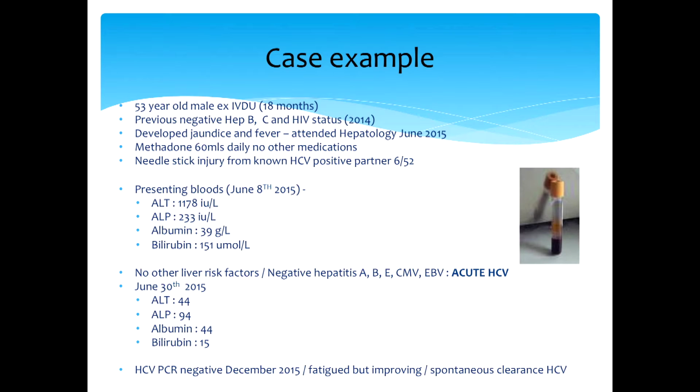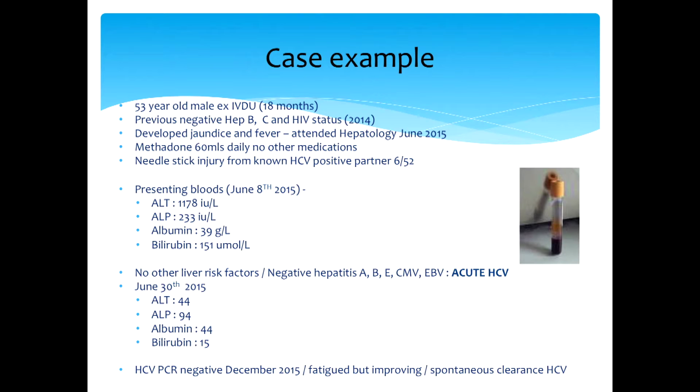But really this is to highlight what happens with blood results. So it's an acute picture. His ALT was over 1,000. Alkaline phosphatase was raised as well. He had a normal albumin, so the liver's working properly. And he also had a raised bilirubin, so he was jaundiced. And that was the 8th of June when I first saw him in the liver clinic.